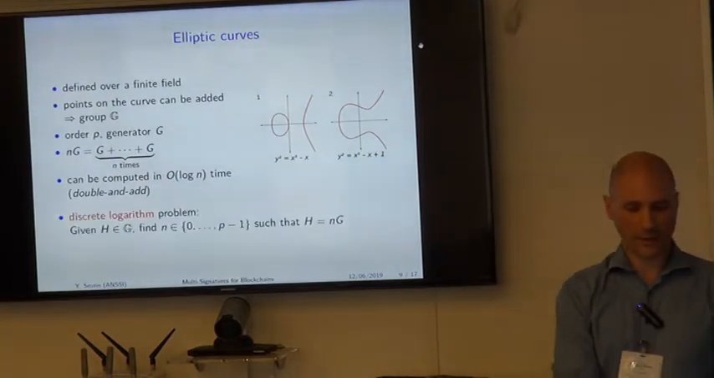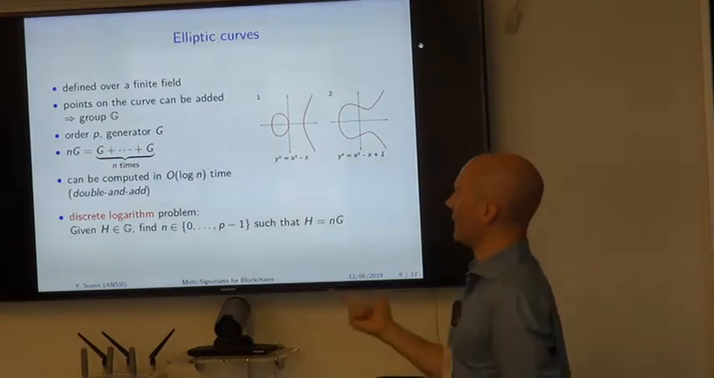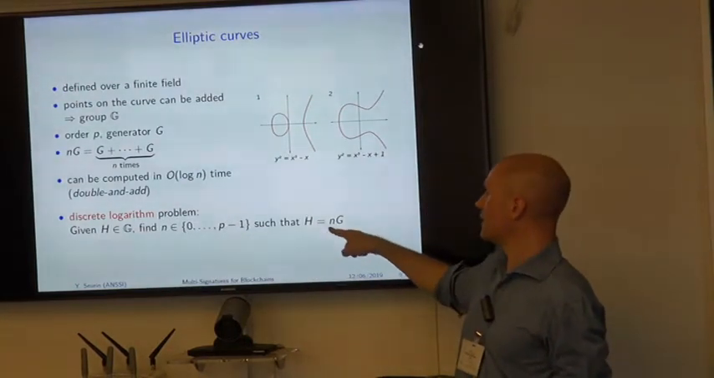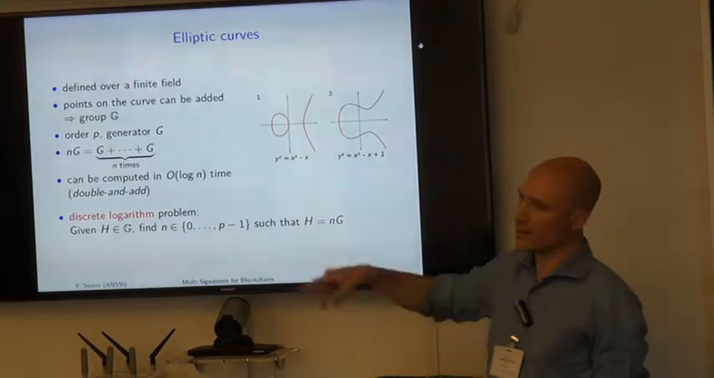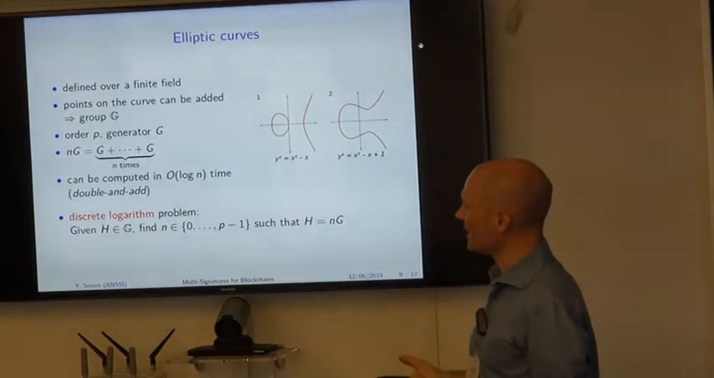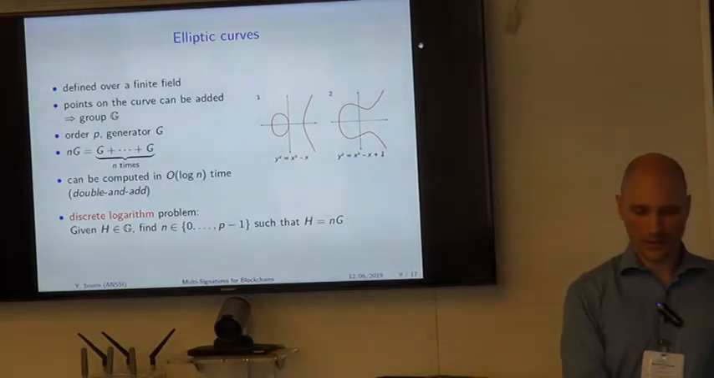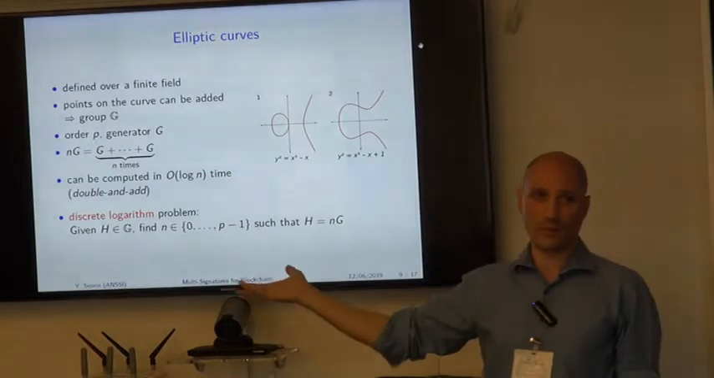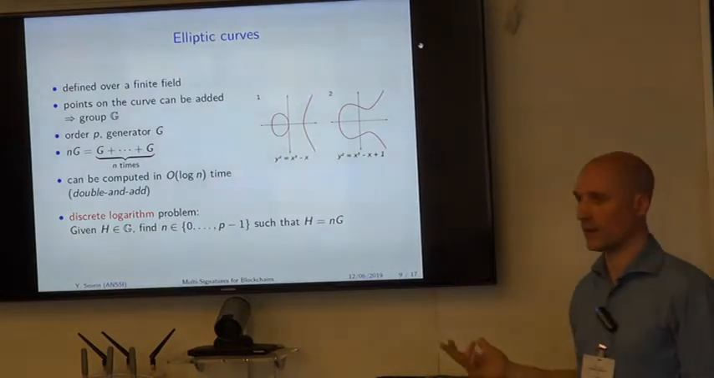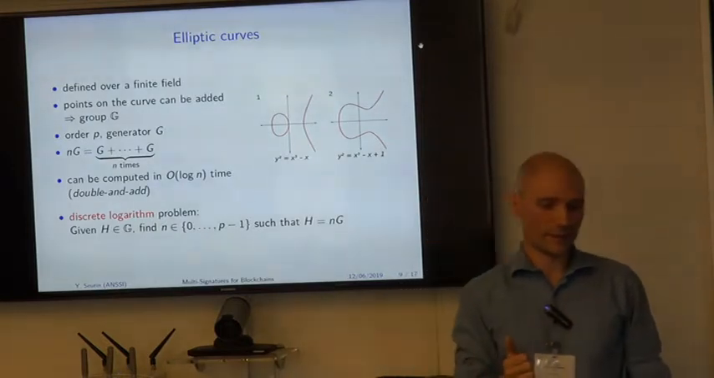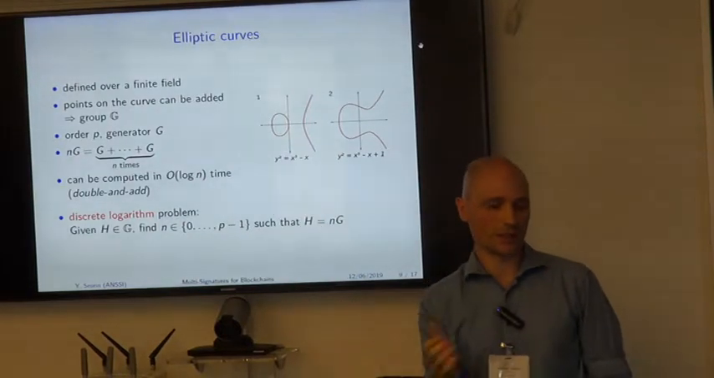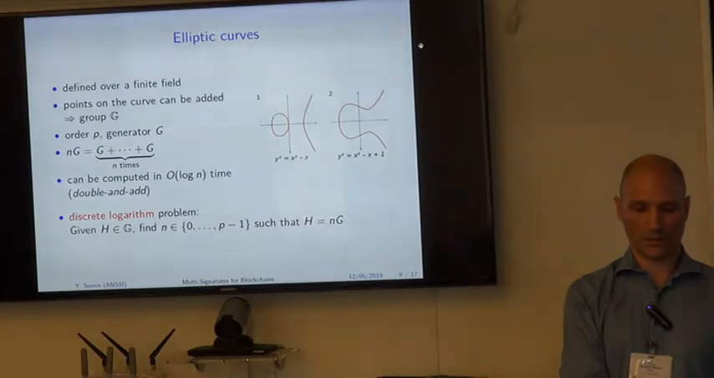And the nice thing is that this is a one-way function in a way, which means that if I give you a group element h and I ask you to find the integer n such that h is equal to n times g, for elliptic curves of sufficiently large size, this is intractable. Okay, and this is called the discrete logarithm problem. For elliptic curves of size, let's say, 2 to the 256, we can compute n times g efficiently, but we cannot compute n if I give you h in an efficient way. Okay.